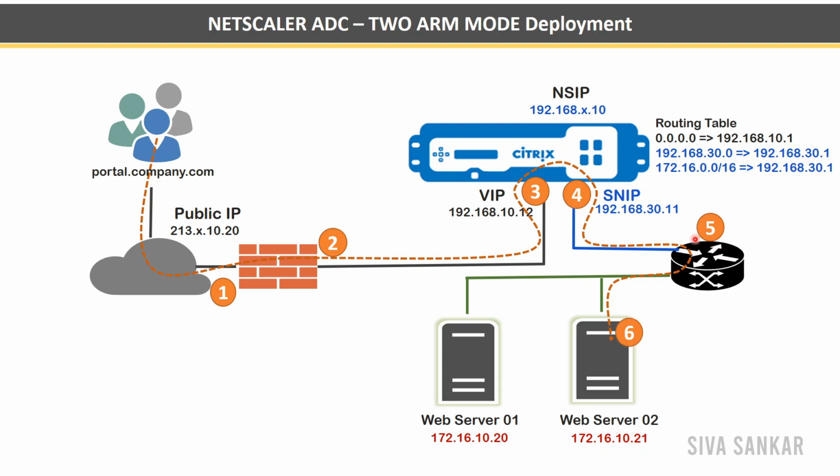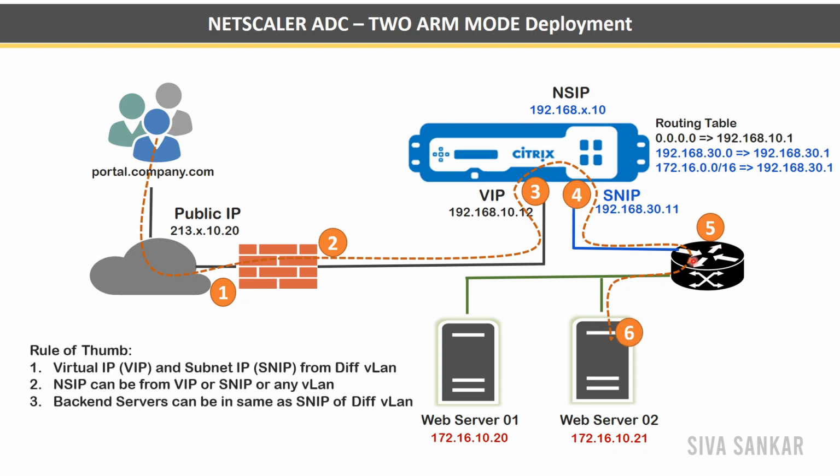Traffic will be sent to the gateway and finally the server. So the rule of thumb is very simple: virtual IP and subnet IP are in different VLANs. Actually, you can have a subnet IP in this VLAN also. What I mean to say is, in the traffic flow, the virtual IP and subnet IP will be used from different VLANs. That's when it is two arm mode, right? Netscaler can be from VIP or subnet IP or any VLAN.